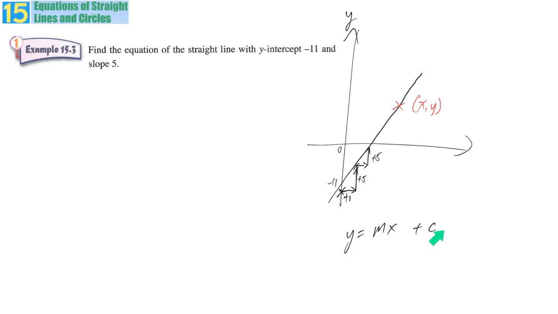the y-intercept, so y equals mx plus c. In this case, you can directly write down 5x plus -11. So y is 5x minus 11. Every xy combination that fulfills this requirement will form a dot here, and all the dots will connect to a straight line here.